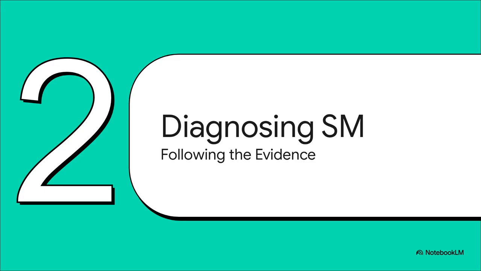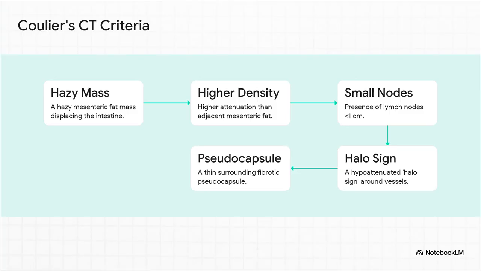Now, how do we follow the evidence and lock in a diagnosis? Luckily for us, we've got a great diagnostic checklist called Coulier's CT criteria. Just think of these as the 5 classic signs. It starts with that hazy mass we saw, and on the scan, that area is going to look a bit denser or brighter than the normal fat right next to it. Next, you look for lymph nodes, and the key here is that they're typically small, less than a centimeter. Then there's the classic halo sign around the blood vessels. And finally, the whole thing might be nicely wrapped in a thin fibrous shell, a pseudocapsule.